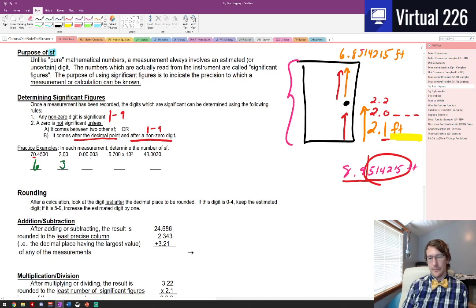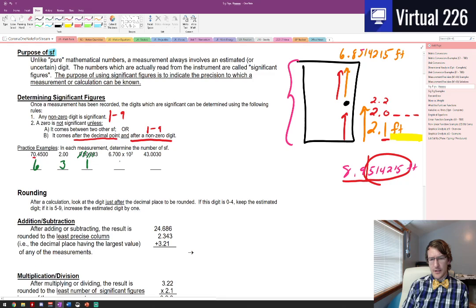Let's take a look at this one. The 3 is significant, so that's at least 1. Let's take a look at these zeros. Does this first 0 come after the decimal? No, so it doesn't matter. Does this 0 come after the decimal? Yes, so do all the other ones. Do they come after a non-zero digit? No. So they don't matter. There's only one sig fig there.